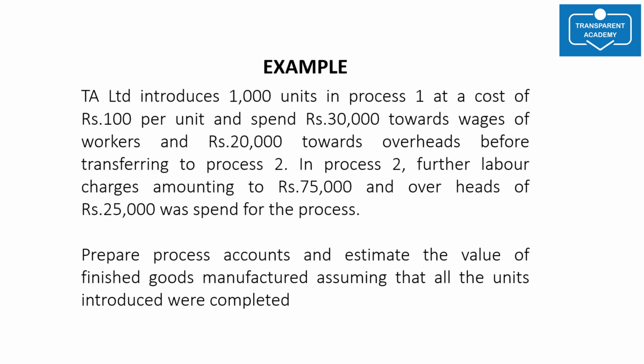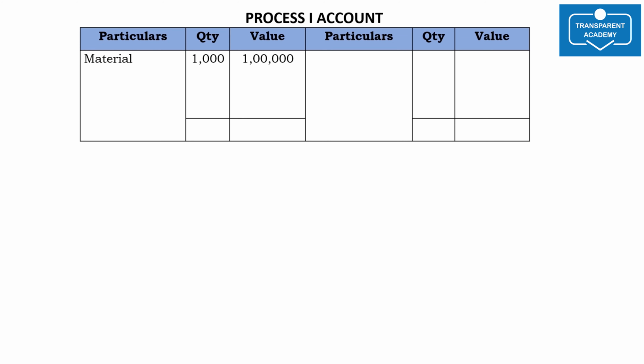Let us look at the solution for this. In process 1, CA Limited is introducing 1000 units of raw material, costing rupees 1 lakh. This has to be entered on the debit side of process 1 account. Wages of rupees 30,000 and overheads of rupees 20,000 is incurred for processing the 1000 units. Let us enter them both in the process account.